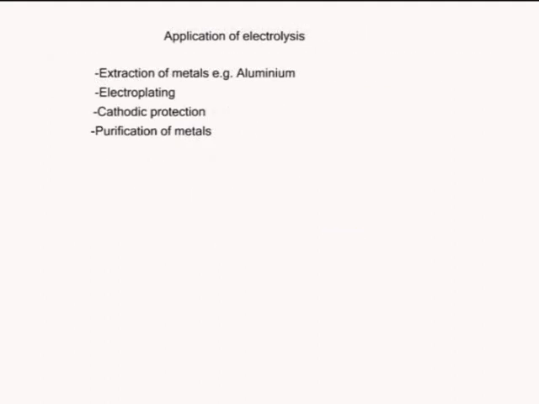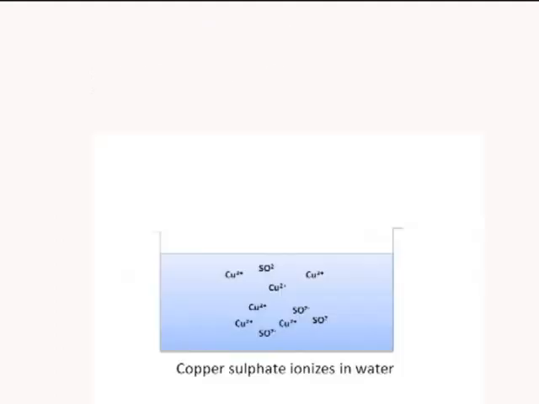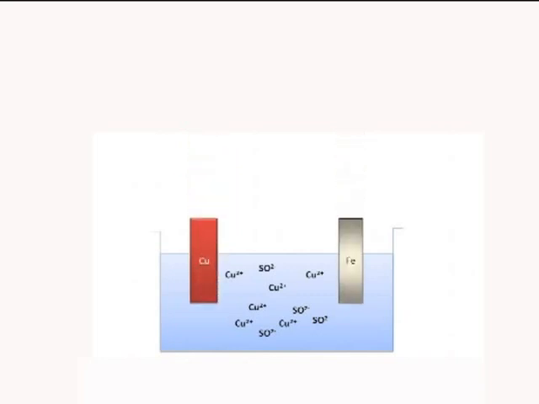Now, electrolysis is applied in several areas, namely the extraction of metals and some reactive substances. For example, in the extraction of aluminum, electroplating, cathodic protection, and purification of metals. But I'm going to show you the electroplating process. And electroplating is coating of a metal with another using electric current. For instance, let me say I want to coat this iron rod with copper to prevent rusting.